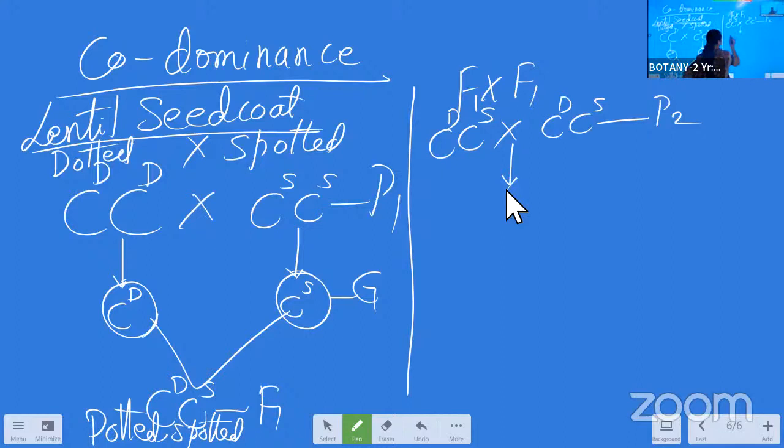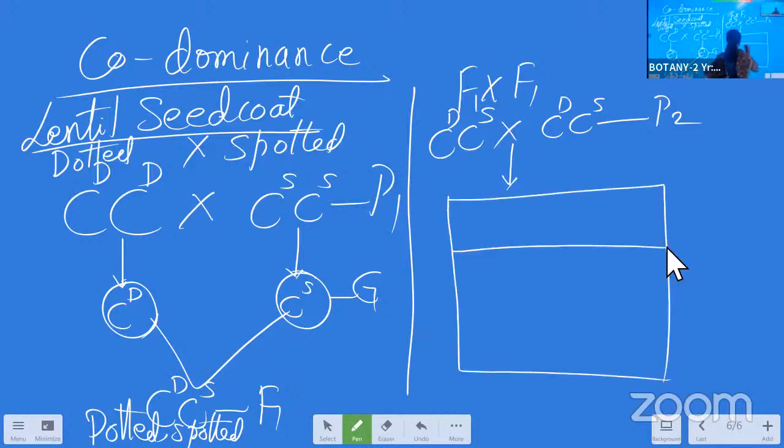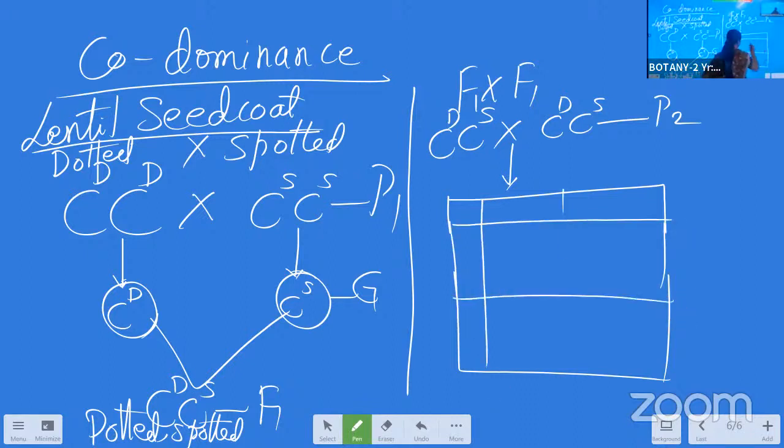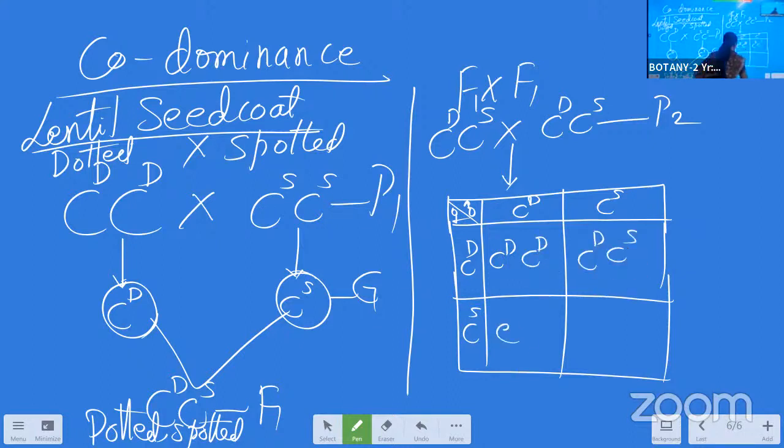Now, we have to go with the Punnett square picture. This is male, this is female, this is CD, this is CS, this is CD, this is CS. So here CD CD, CD CS, CD CS, CS CS. This is the F2 generation.